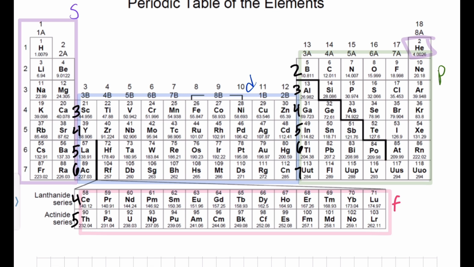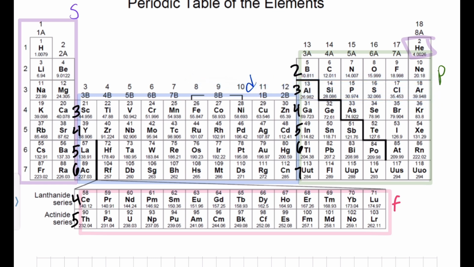When writing the electron configurations, there's a specific order that you have to follow. So we start at period 1 and then we go left to right. So this would be 1s. And then we go down to period 2, this would be 2s. And then we come here to 2p. And then down to period 3, this section is 3s, and this section is 3p.